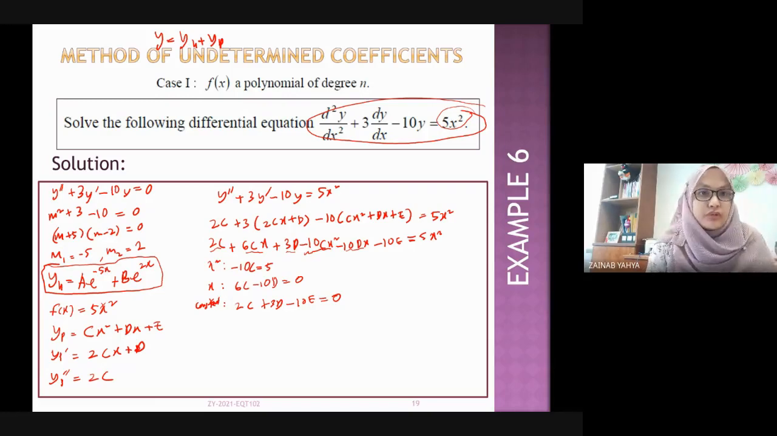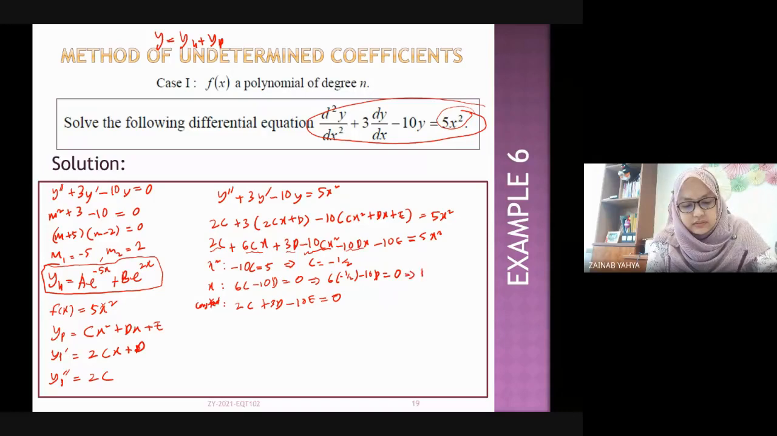It's up to you whether you want to use a calculator or not. In this case, I'll just solve it manually. So c is equal to negative 1 over 2. Since c is negative 1 over 2, we can find d. So what is d? Anyone want to help me? D equals negative 3 over 10.